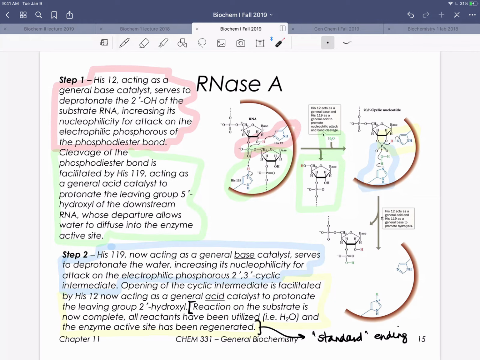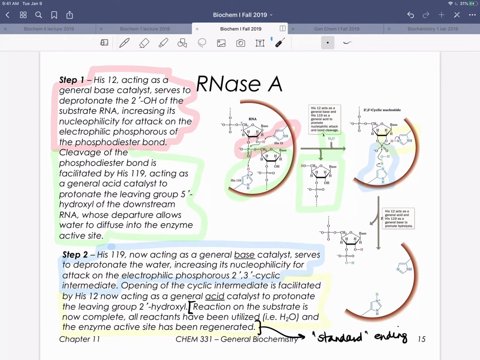We've got other chemistry happening here, so we changed colors to indicate what's happening now. We're going to be cleaving the phosphodiester bond. Cleavage of that phosphodiester bond is facilitated by histidine 119, acting as a general acid catalyst. So it's protonating this leaving group 5' hydroxyl of this downstream RNA. And now we're going to have departure of this downstream RNA, which allows for the diffusion of water into the enzyme active site. So I know a lot of you are just going to try to memorize this language.